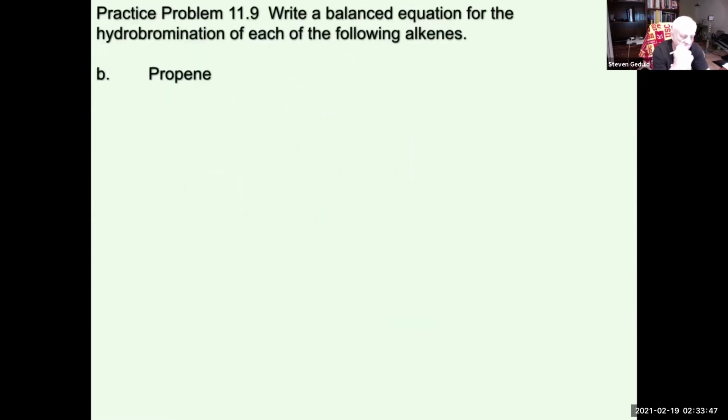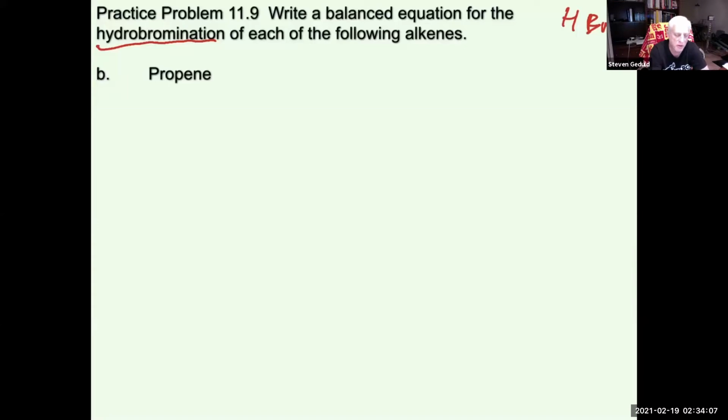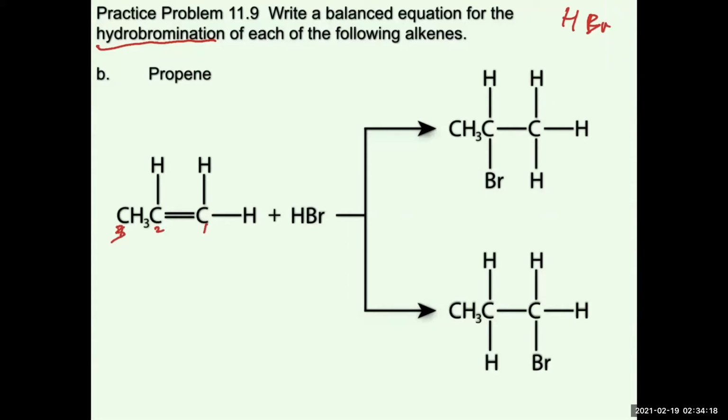Propene. Okay, we're doing a balanced equation for the hydrobromination, so HBr again, of propene. Propene is how many carbons? 3. Propane is 3 carbons. So propene is 3 carbons with 1 double bond at the number 1 position. So this is propene. This is 1, this is 2, this is 3. And we're going to add HBr.